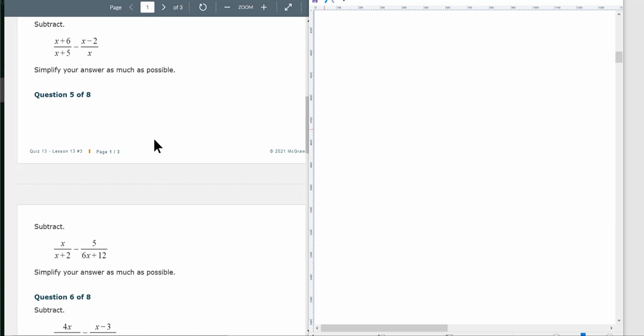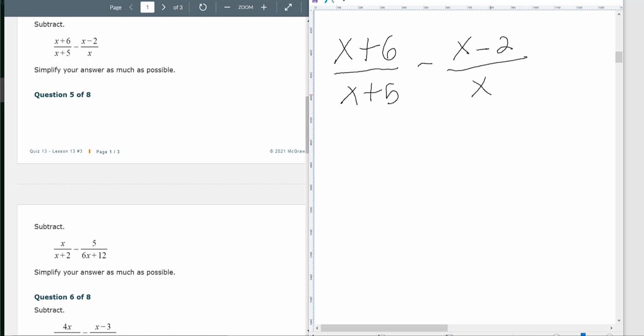Number 4, subtract (x plus 6) over (x plus 5) minus (x minus 2) over x. Now the addition methods are exactly the same as the subtraction, but we're doing a lot of subtraction just because those are a little bit more difficult and you need more practice with those.